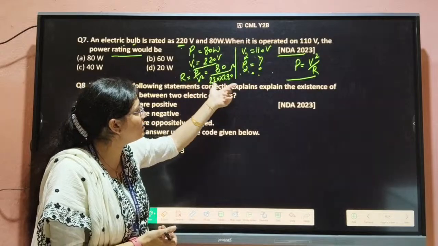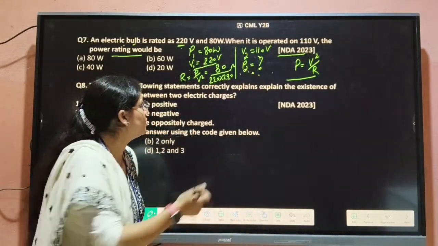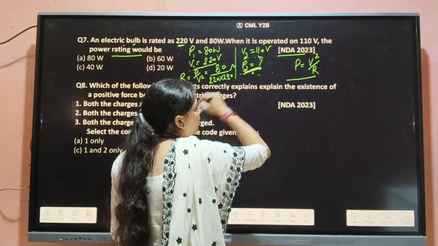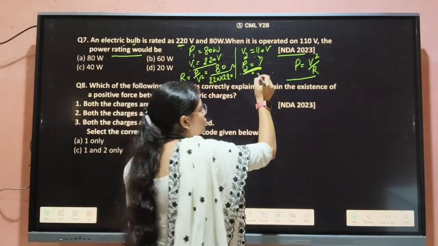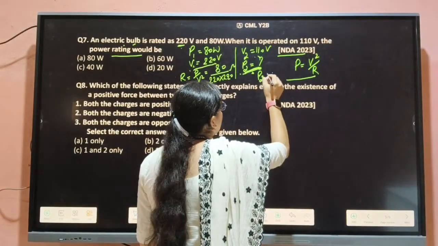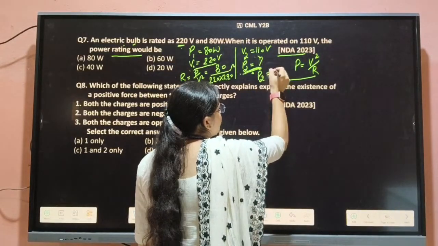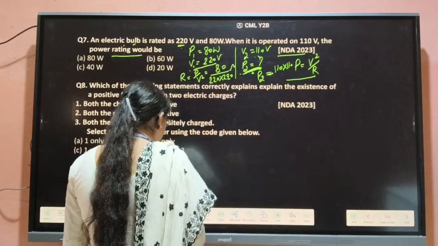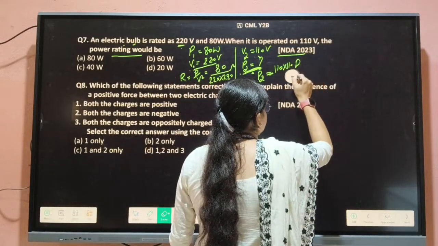So here the resistance will remain the same in both cases. So the resistance is given here, we keep it, then we have to find the second power, the change in power. So using this we can write P2 equal to V square, where V square is equal to 110 into 110.